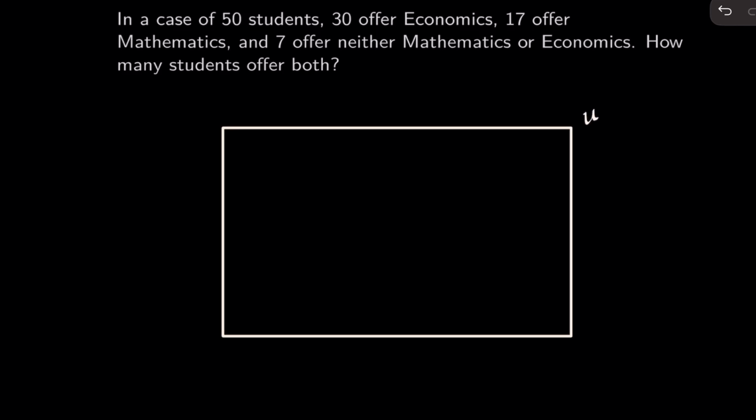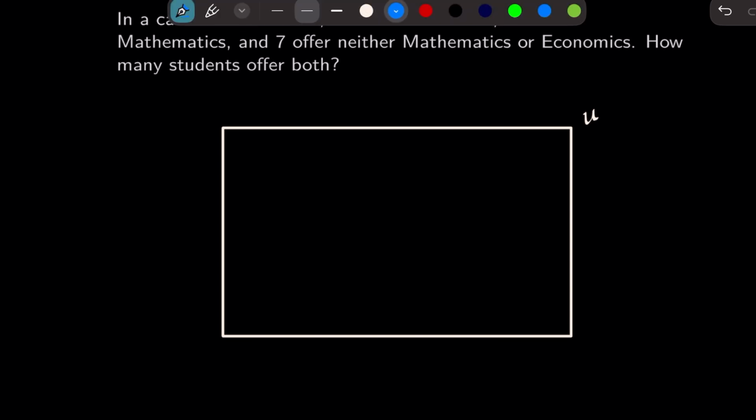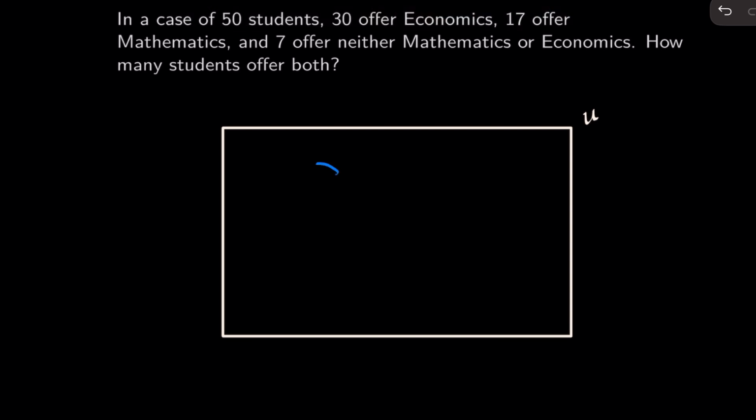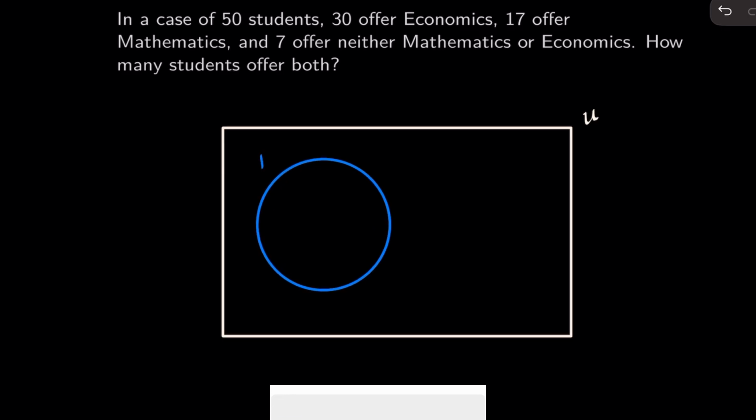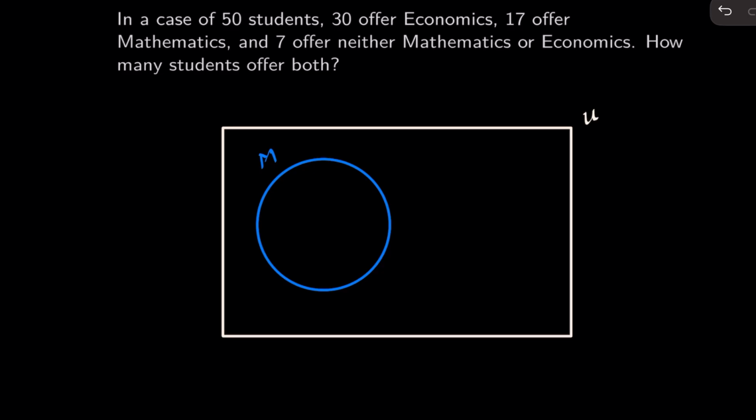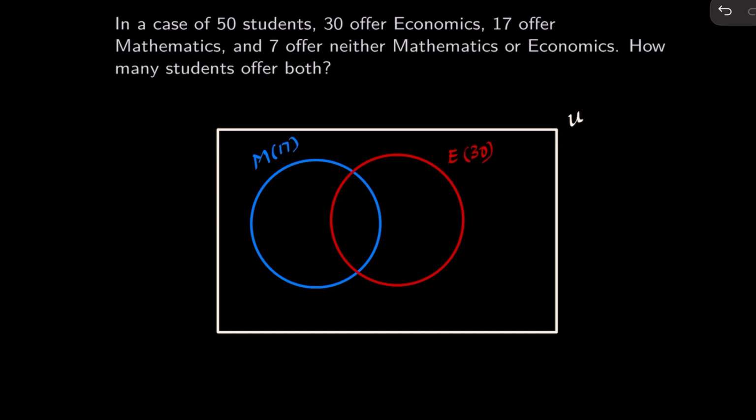Now let's draw the sets for mathematics. And so let's use the color blue for mathematics. So we're going to have this to be the set of students offering mathematics. So let's say M. Now for those in economics, let's use red for economics. And so we are going to have this to be red. So that's E. Now the number of students offering economics is 30. So this is going to be 30. And those offering mathematics is giving us 17. And so this is going to give us 17.